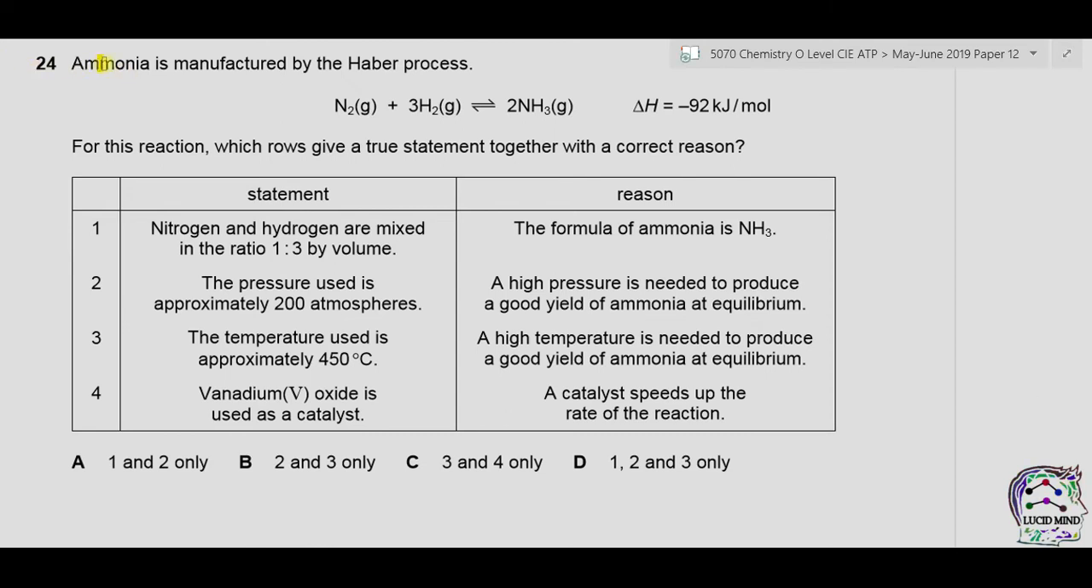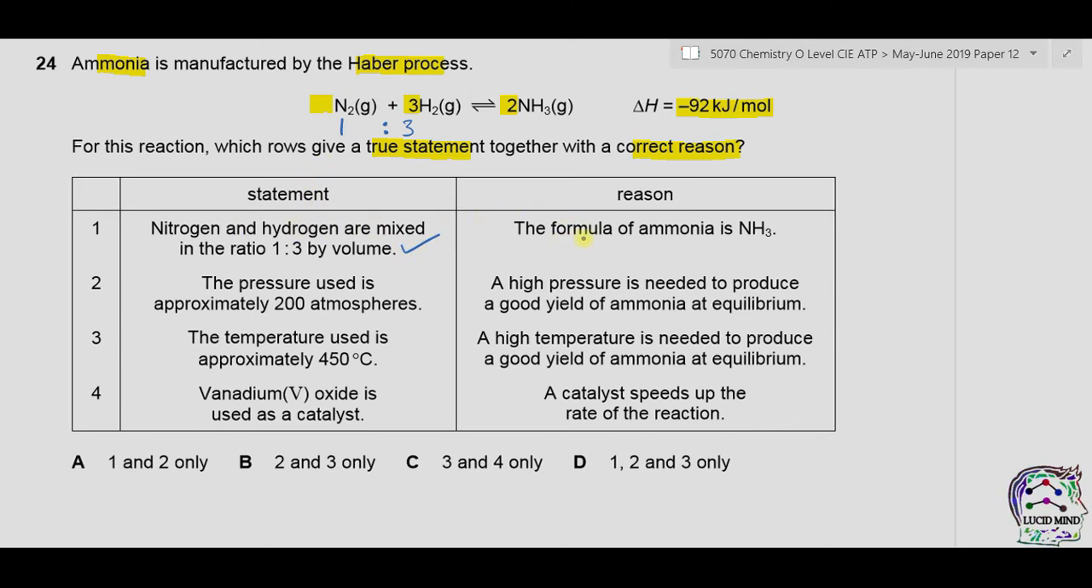Question 24. Ammonia is manufactured by the Haber process. We have 1 mole of nitrogen that reacts with 3 moles of hydrogen to form 2 moles of ammonia, and the enthalpy change is negative as it is an exothermic reaction. For this reaction, which row gives the true statement together with the correct reason? Let's first find out the true statement. In option 1, nitrogen and hydrogen are mixed in the ratio 1:3 by volume. As we can see, the molar ratio is 1:3 in the balanced equation. So therefore this statement is correct.